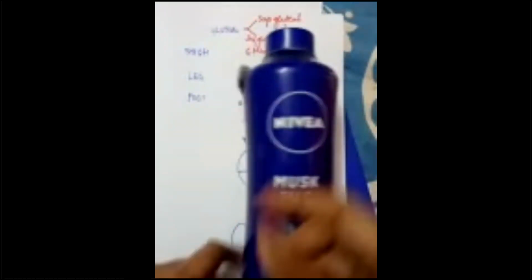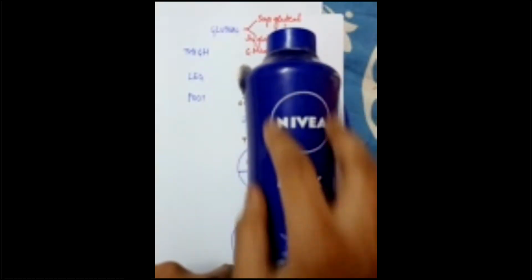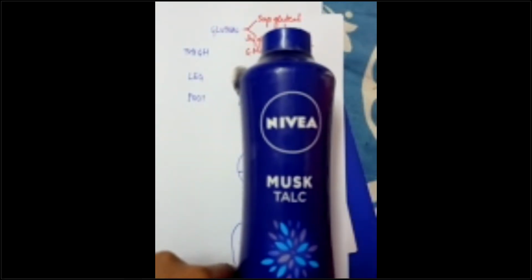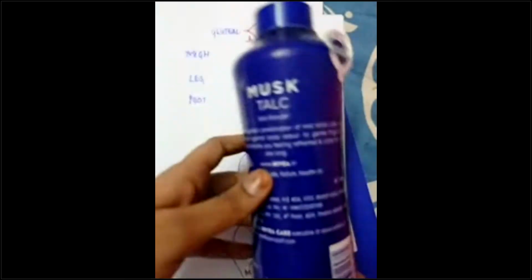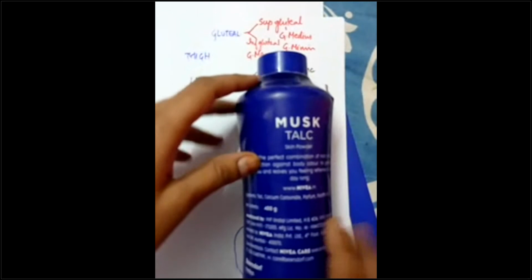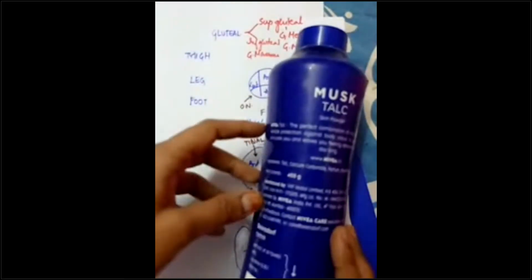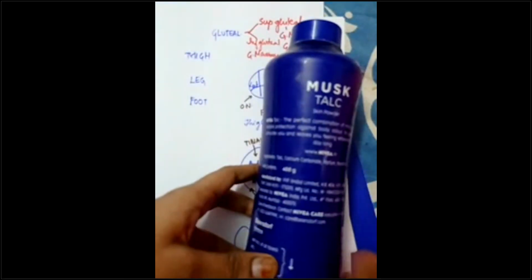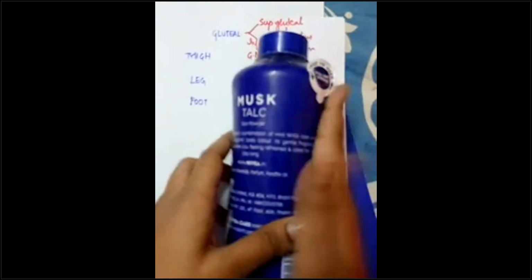Then moving on to your posterior compartment, your sciatic nerve will come here. So the sciatic nerve will take care of all the muscles of the posterior compartment. Done. Thigh clear. Now moving on to your leg. This is now your leg. Leg is divided into anterior, posterior, and lateral compartment.